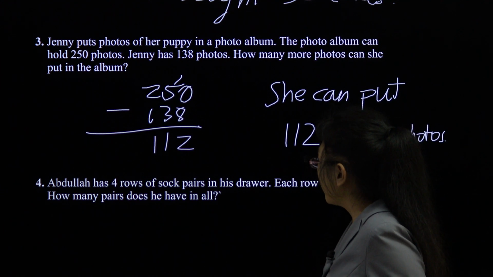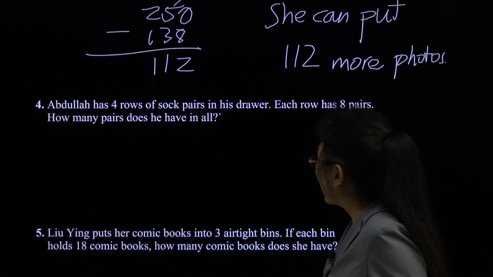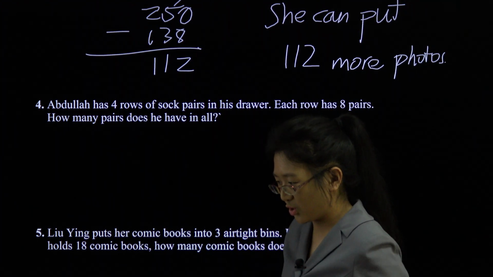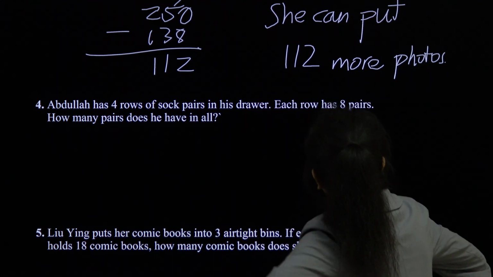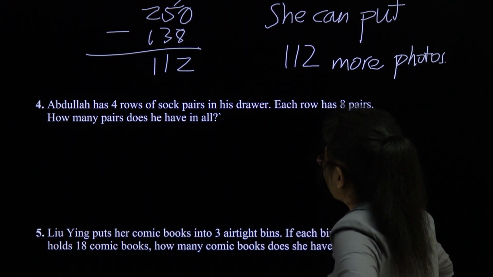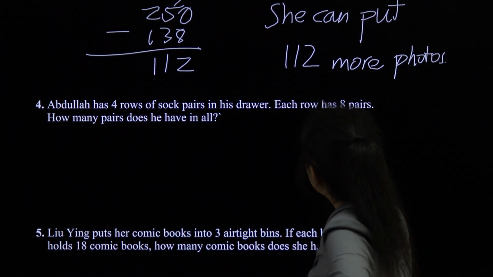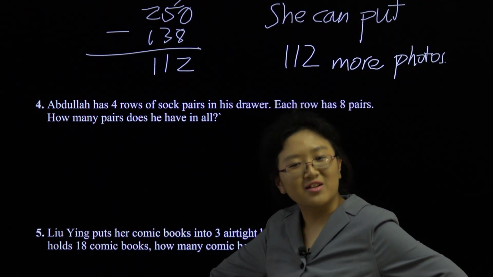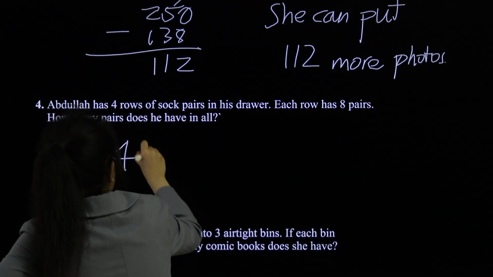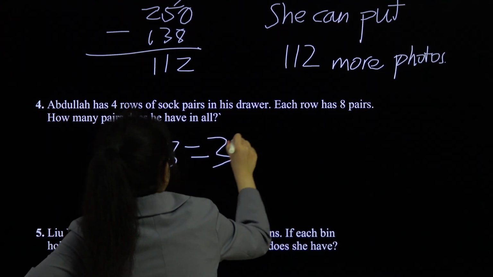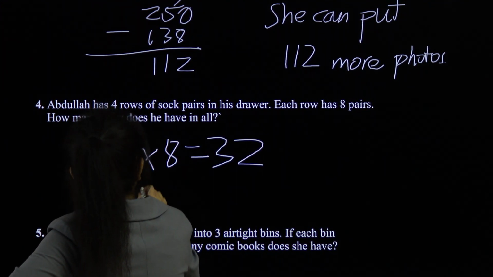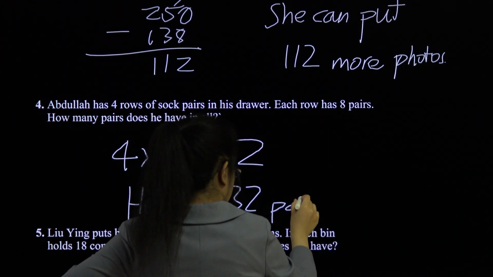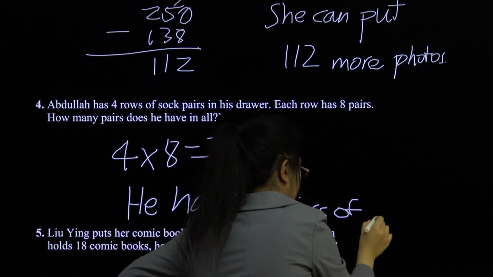Abdullah has 4 rows of sock pairs in his drawer. Wow, he actually has his socks in rows. A lot of us just have a sock drawer and everything's just piled in there. Anyhow, each row has 8 pairs. How many pairs does he have in all? Wow. A certain number of things in rows? That sounds suspiciously like multiplication. 4 times 8 equals 32. He has 32 pairs of socks.